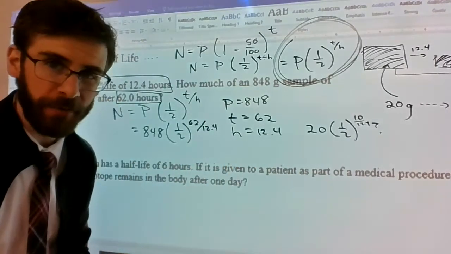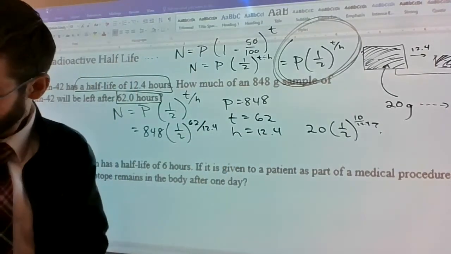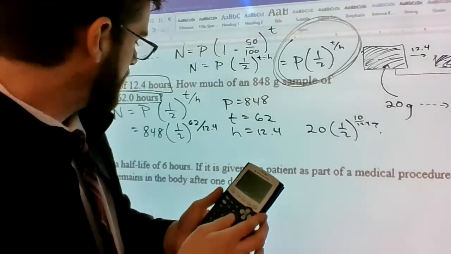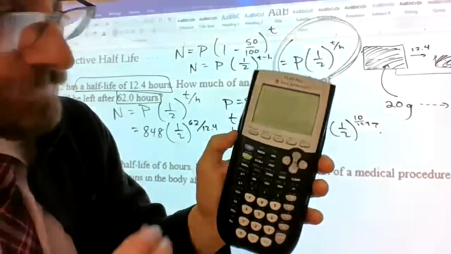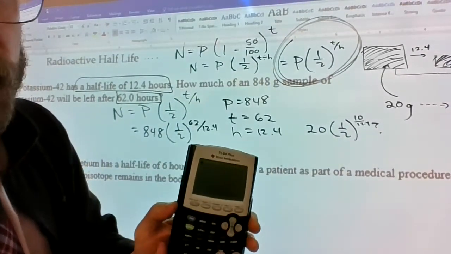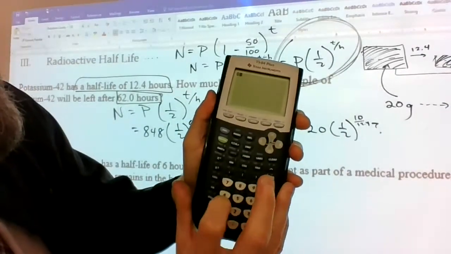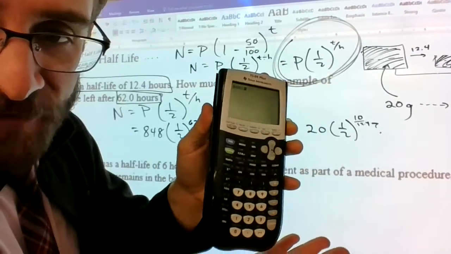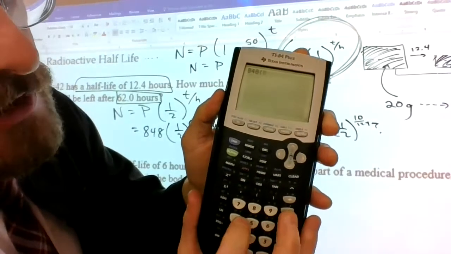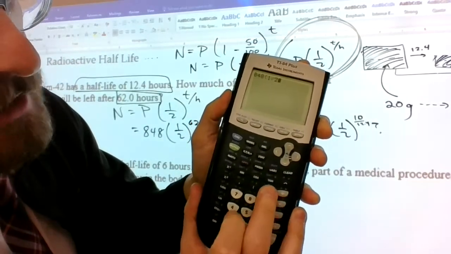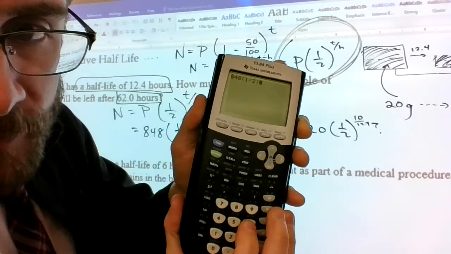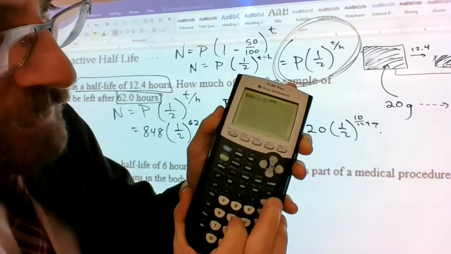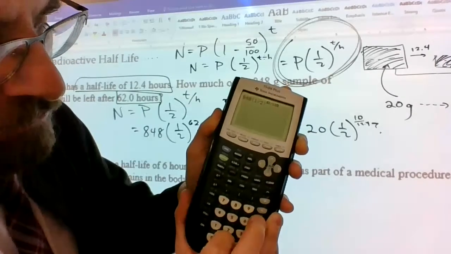So then the question becomes, how do I plug that into my calculator? Well, I'm going to get back in your face here with this guy. So it's going to be 848 times, and you know what? You can put 0.5 or 1/2 in there. It's whatever your preference is. I'm just going to put 1 divided by 2. Then I'm going to take it, caret, to the 62 divided by 12.4 power.